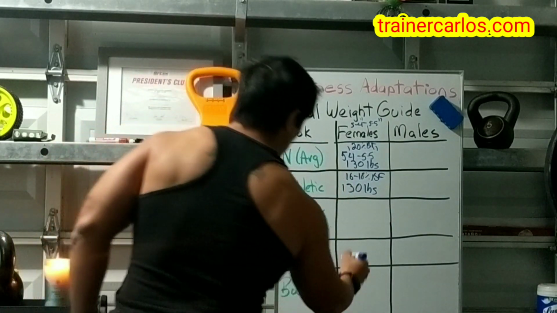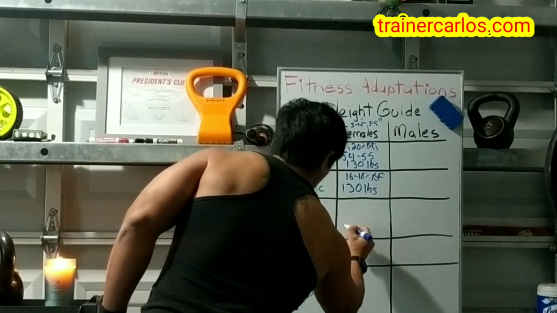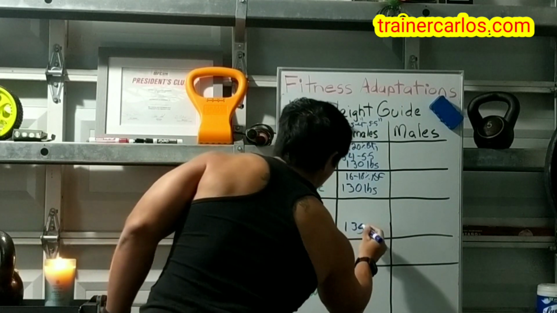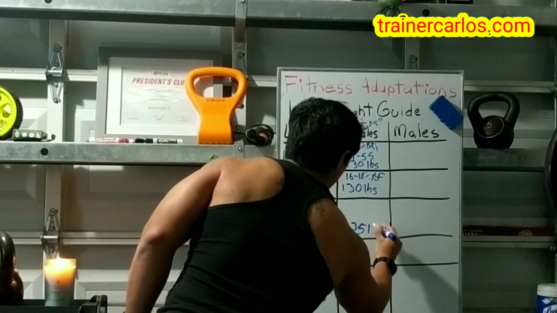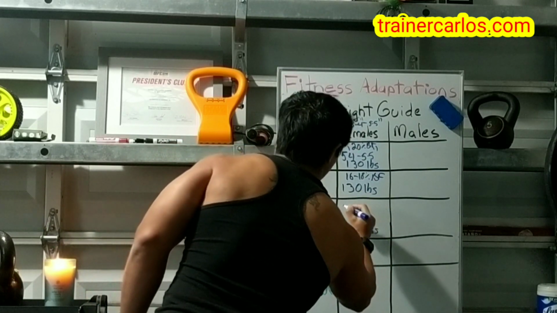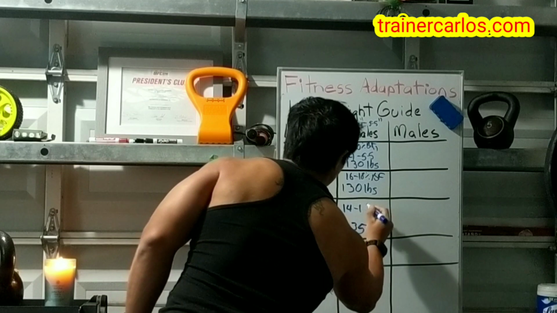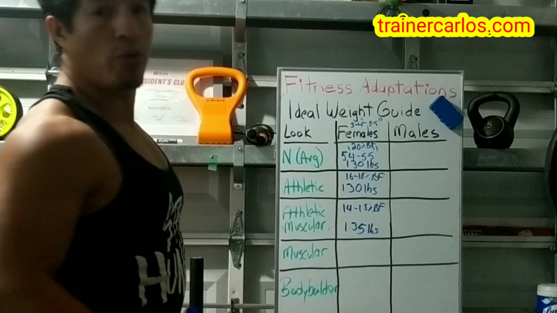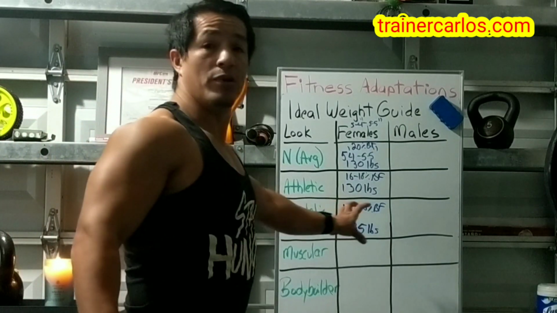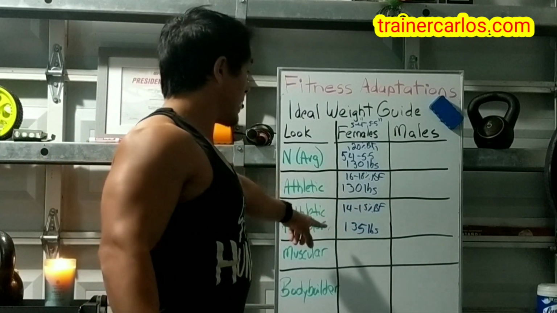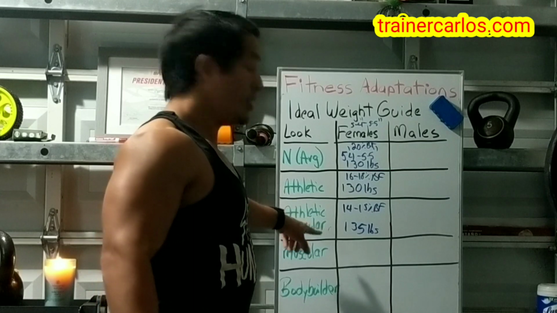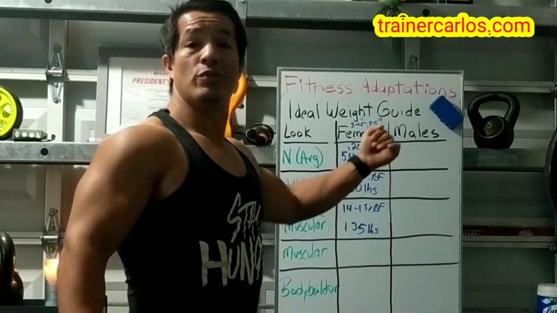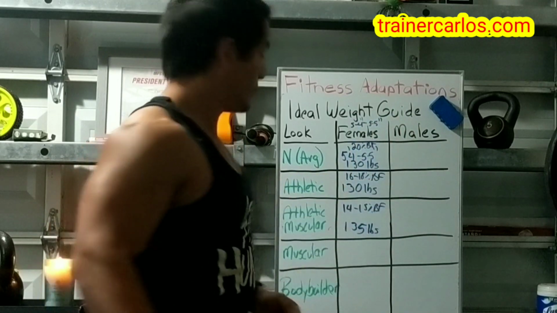Athletic muscular. Okay, now you're going to be a little bit heavier. So I'm going to say about 135 pounds and about 14 to 15% body fat. That's where you want to be if you want to be athletic muscular. Now the difference is, again, the more muscular you are and the leaner you are, the more muscle mass you need, so the weight naturally is going to come up.